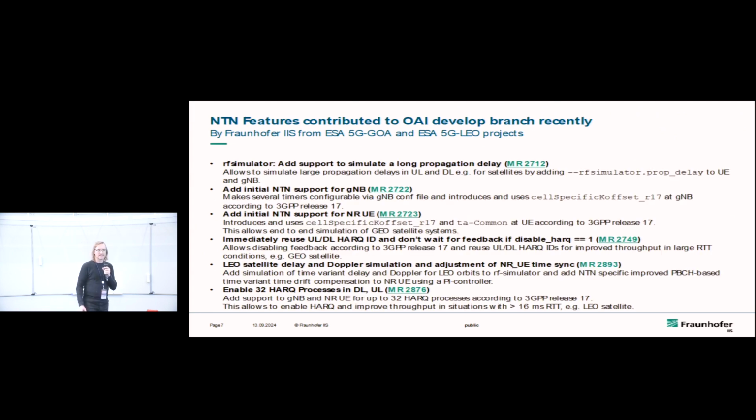Therefore, we said just a few months ago, we need to really push these features to the public develop branch. And therefore, currently what I'm doing is taking feature by feature from these branches, cleaning them up, polishing them, making them as close as possible compliant to release 17, and pushing them feature by feature to the repository. These are the first things that we actually have in the OAI code by now.